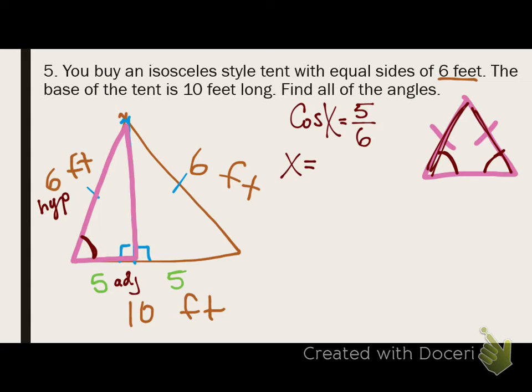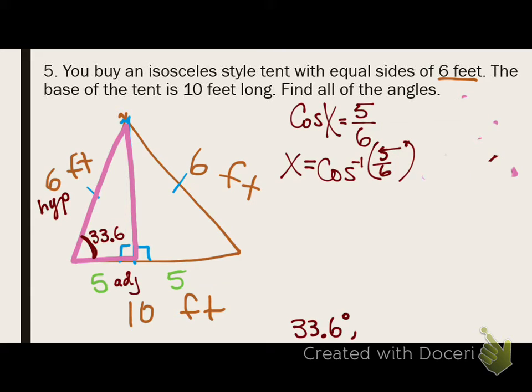I want to get x by itself. How do I remove that cosine? What do I have to type into my calculator? You got to use the inverse. So I'm going to use shift cosine of 5 over 6. What do we want to round to? A whole or a tenth? Sure, let's round to the tenth. What do we get? 33.6. So somewhere, we're going to write all the answers. 33.6 degrees. So we just found that bottom left angle.